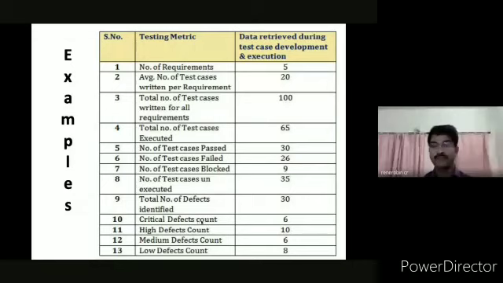Among 30, critical defects count are 6, high defects count are 10, medium defects count are 6, and low defects count are 8. So if you add all these things, you'll be getting the total.